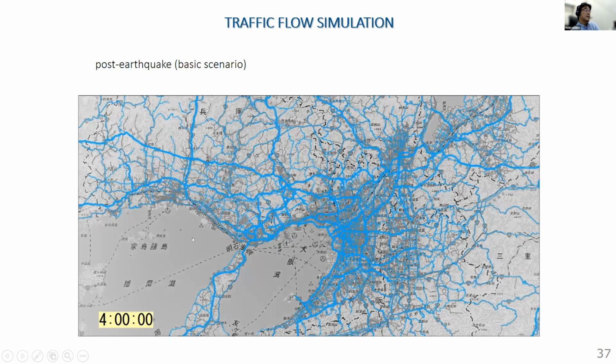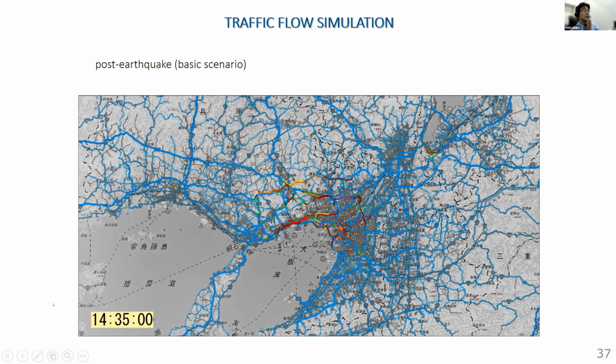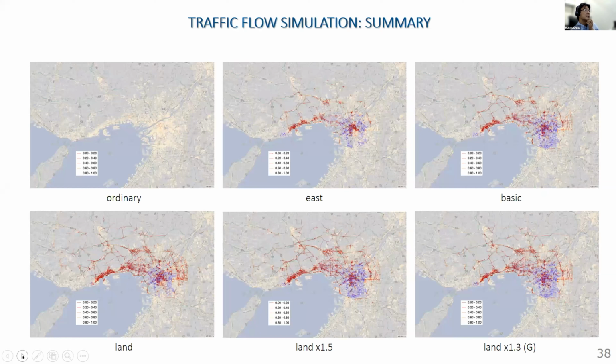So post-earthquake, due to the damage of structures in the road network, we have very bad traffic flows. Unlike the Tokyo case, in the Nankai earthquake, the traffic situation in this area is worse than expected. So this is a result.